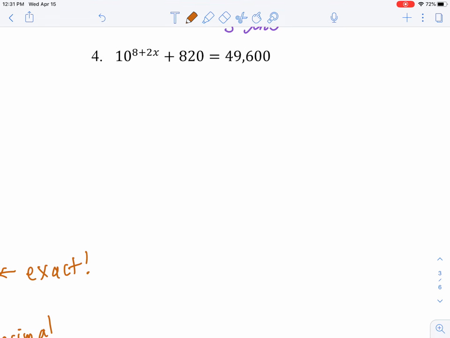All right, last one on page 3. They're taking longer than I thought, but that's okay. It's fun. All right, let's solve this. But before I take natural log of both sides, do you see what we can do to both sides? We can subtract 820 from both sides.